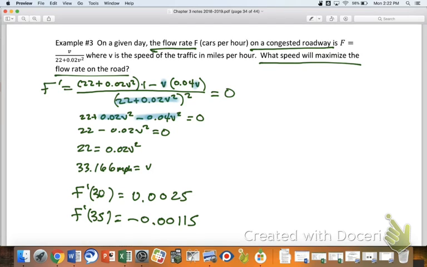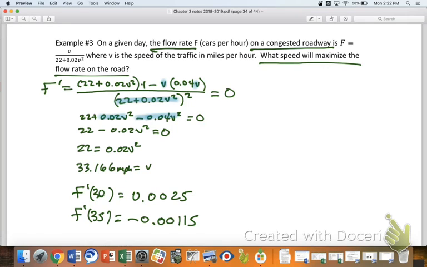Honestly, if I ever asked a question this way and I said, hey, what speed will maximize the flow rate? And you only got one critical number and it seems like there's a minimum at that critical number, one of two things happened. Either I wrote a confusing question or you've made a mistake. One of those two things is true. In this case, maybe there was a little arithmetic error or something.